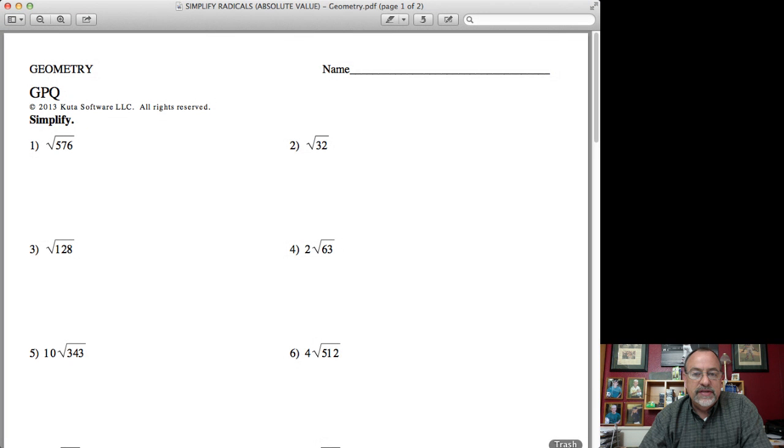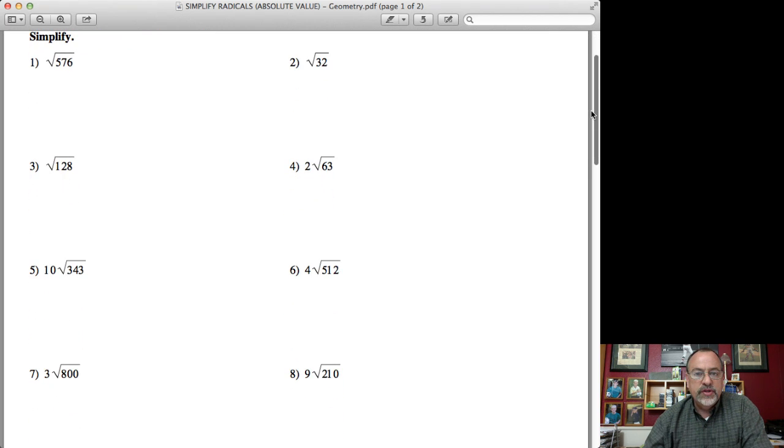Geometry Chapter 7, Lesson 5, and I want to do an example video where I do a number of examples where we simplify these radical expressions. And remember, there's two things that we want to remember when we're simplifying.